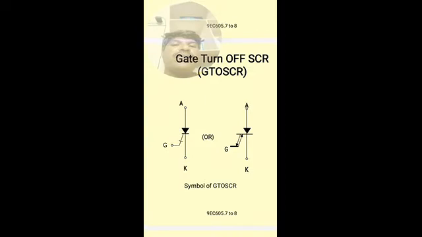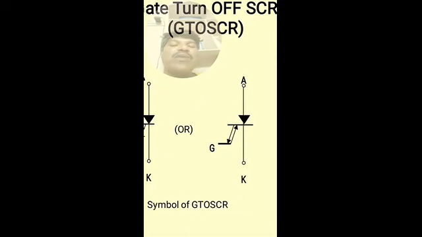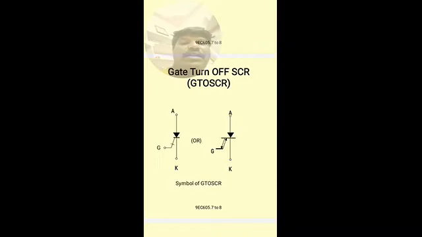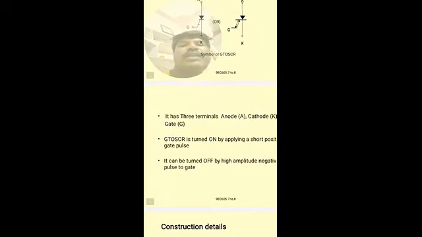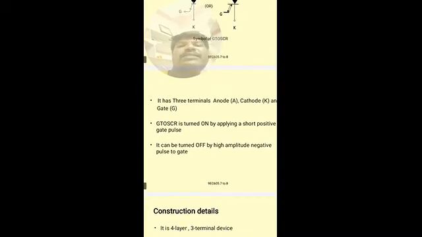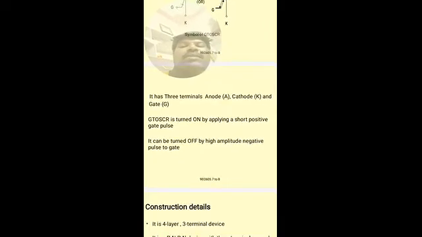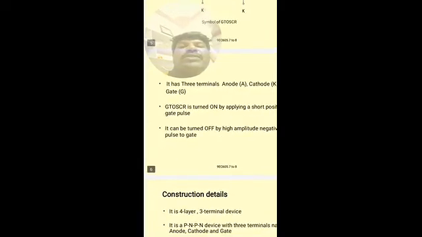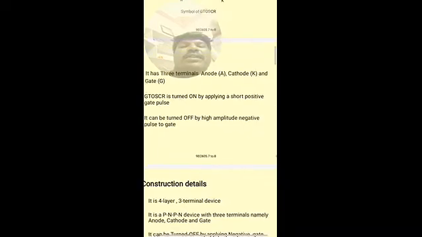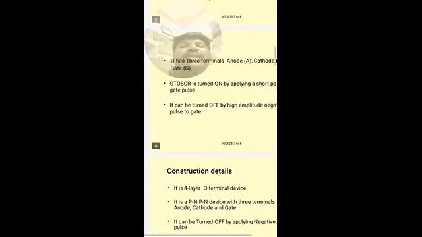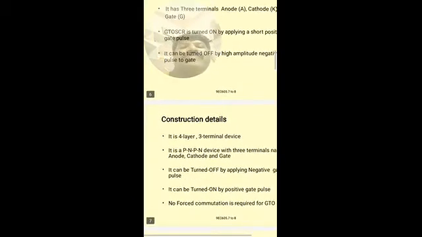So we will see the symbol of GTO SCR. Here the arrow is inward and outward. The inward arrow makes the SCR turn on, and the outward arrow makes the SCR turn off. So this is the symbol of GTO SCR. It has three terminals: anode, cathode and gate. GTO SCR is turned on by applying a short positive voltage gate pulse, and it can be turned off by applying a high amplitude negative gate pulse.